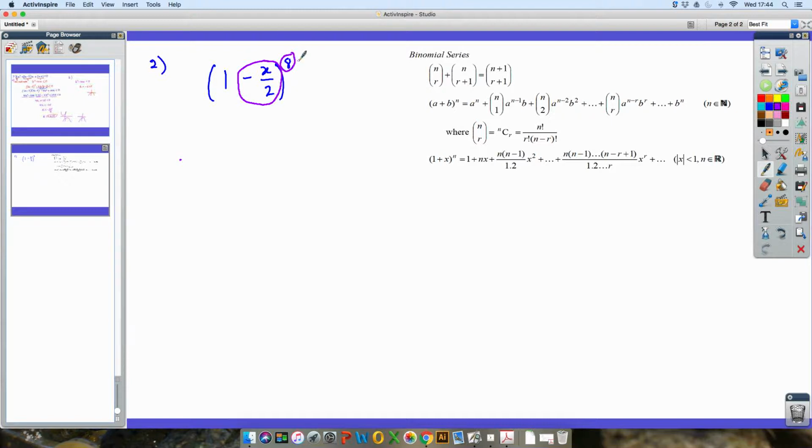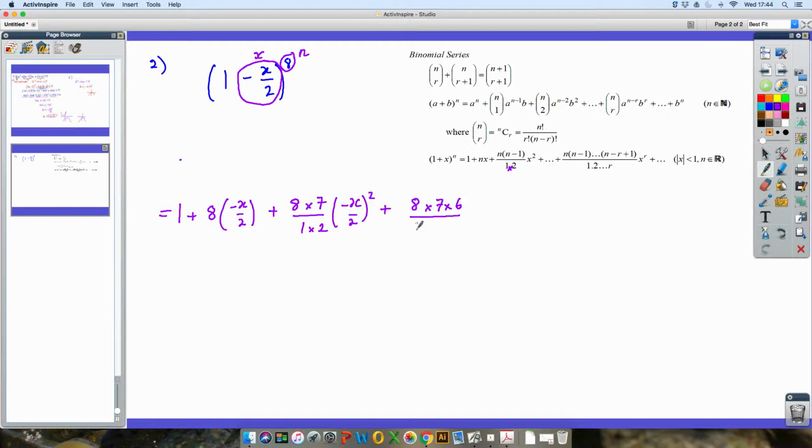And then your n is that bit. So when you liken it to the formula, that's your n bit, that's your x bit. And then you just have to follow it through. You only have to do the first 4 terms. So equals 1, plus n times x, 8 times minus x over 2. Then the next bit, n times n minus 1, so that's 8 times 7 over 1 times 2. Remember, that's what that means. Times doesn't mean 1.2. And then the x term squared. Plus the next one along will be 8 times 7 times 6.